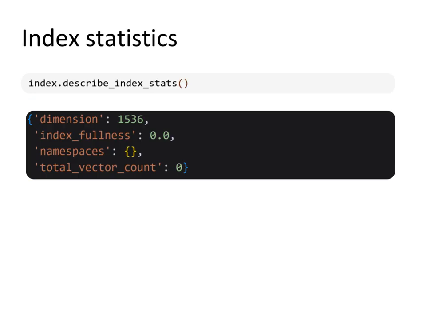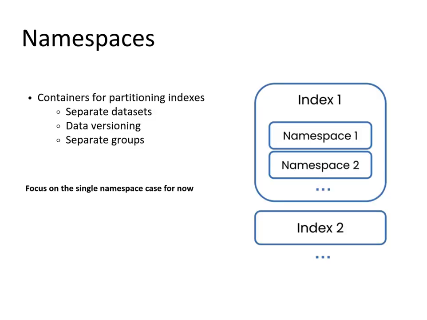Index statistics. Now, one of the most useful Pinecone methods is describe_index_stats. It returns helpful details, like the number of vectors stored, how full the index is, and the dimensionality, which should match what we originally set. It also shows an empty dictionary for namespaces. Let's pause here and talk about those.